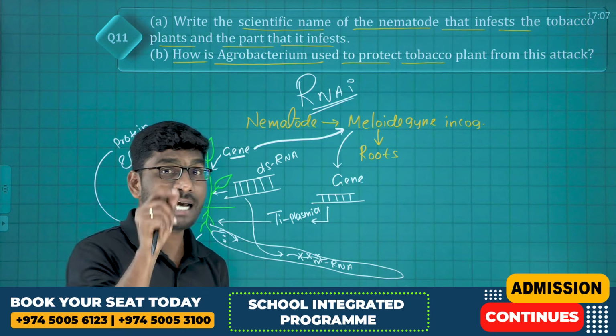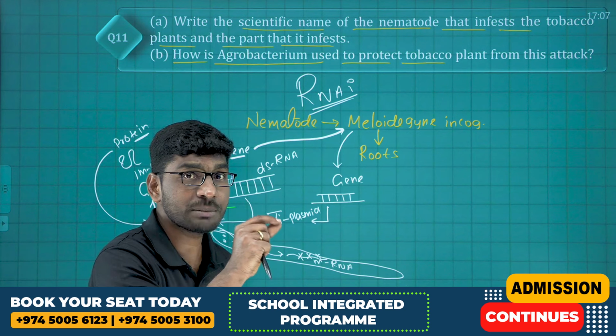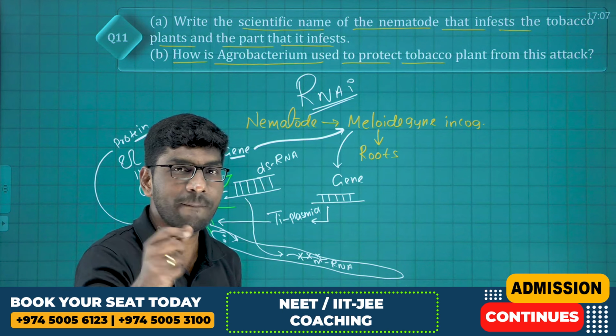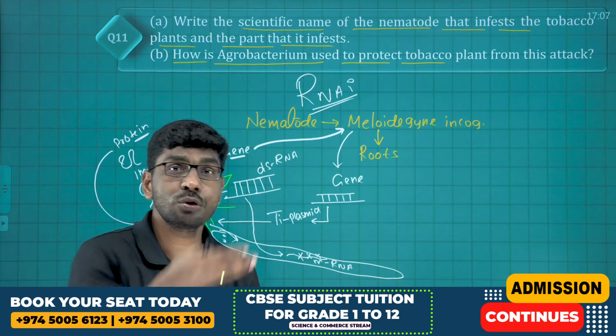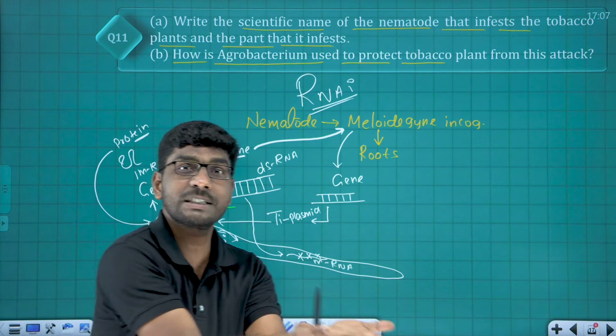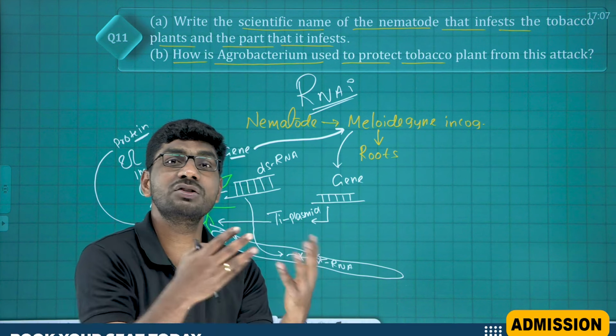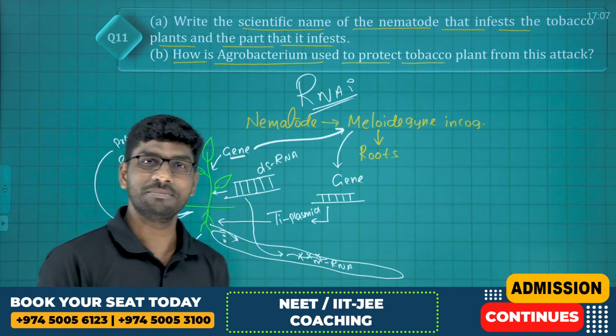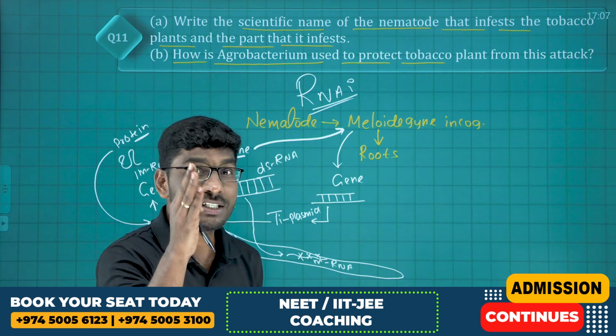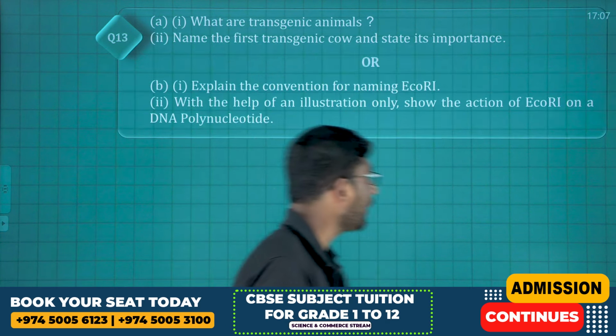You got my point? Two questions back, I said human insulin gene introduced in the bacteria. So in bacteria, our gene is expressing. So the E. coli bacteria is a transgenic or genetically modified organism. You understand my point? Genetically modified or transgenic animals.